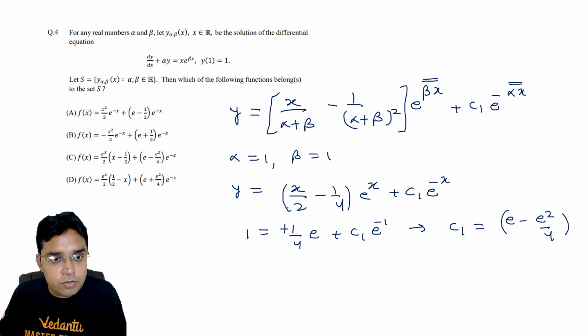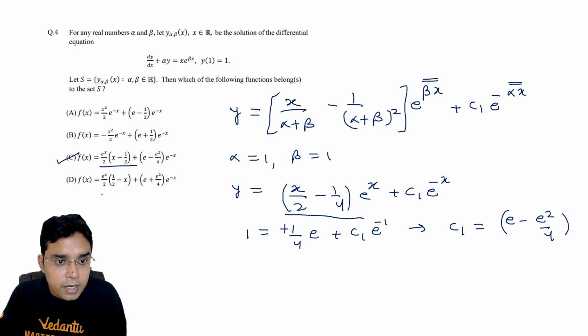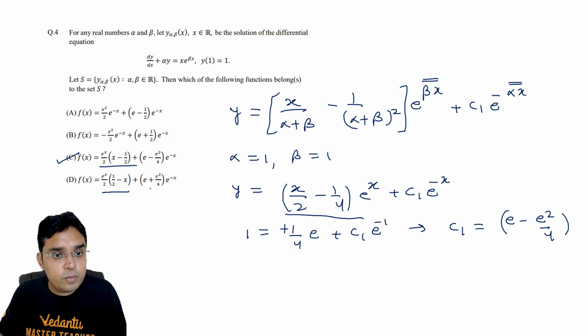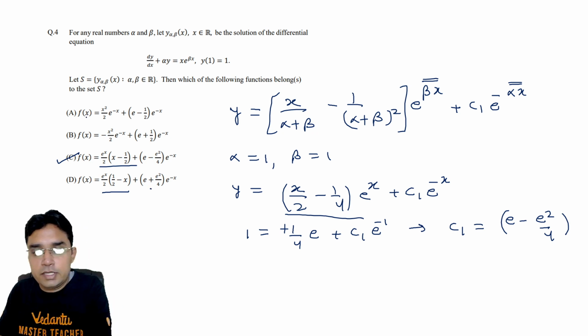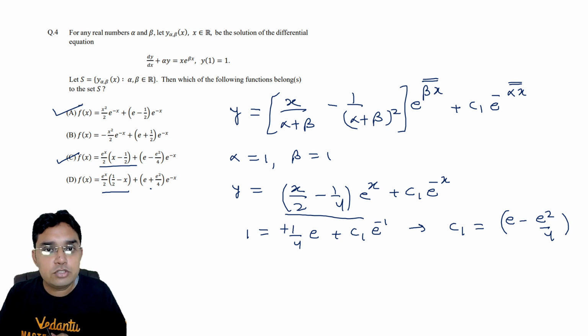So let us check which option is matching. If I go to the C option, it is e power x into (x minus 1 by 2). So they have taken 1 by 2 common. So far this seems to be correct. And then (e minus e square by 4) into e power minus x. So C seems to be correct. In D, they have made a minus sign here, and instead of minus, they have put a plus sign here. So the correct answer for this is A and C. So this completes the solution for this question.